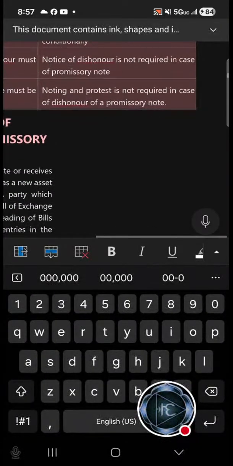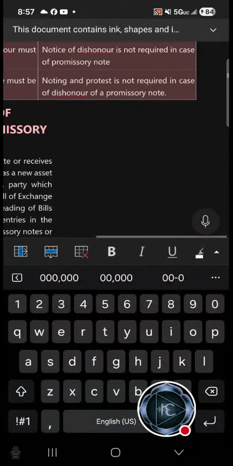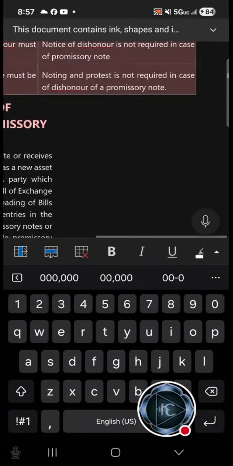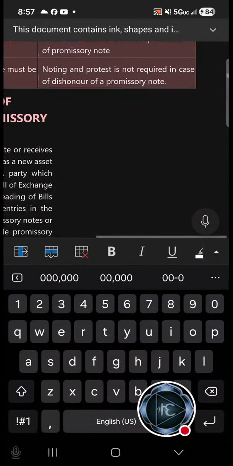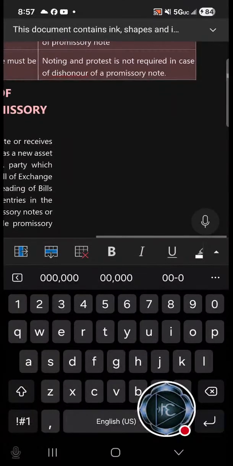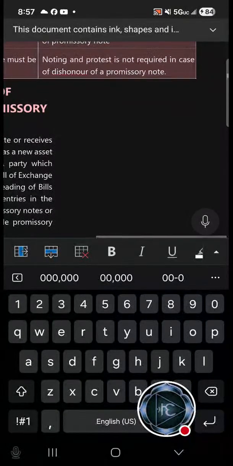Notice of dishonor is not required in the case of a promissory note. Notice and protest is not required in the case of dishonor of a promissory note.